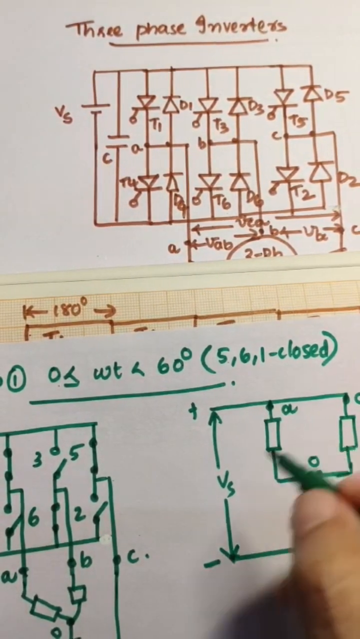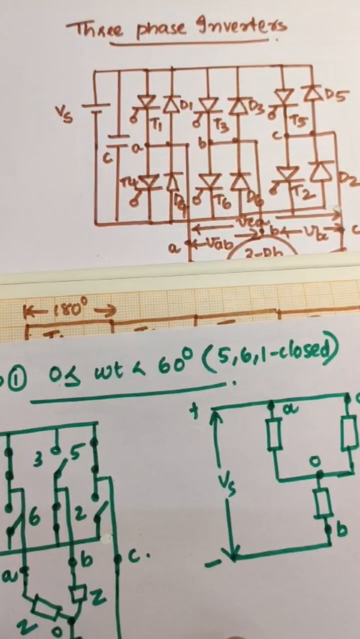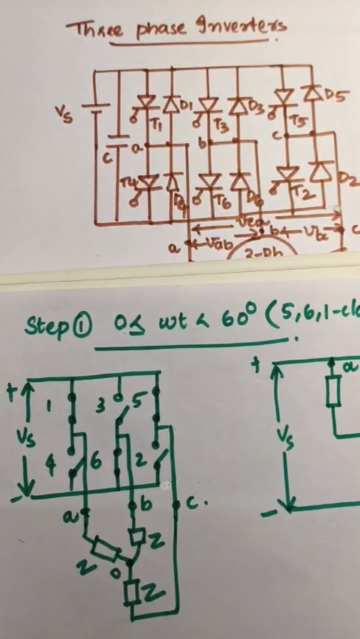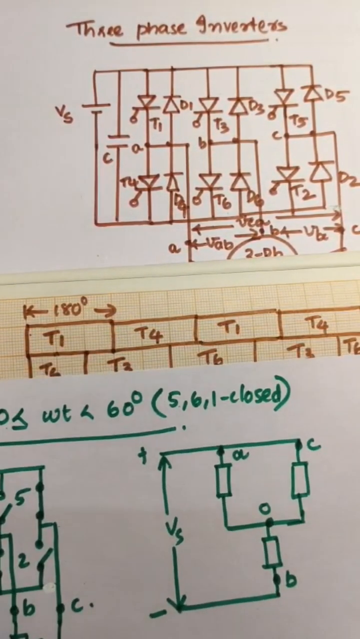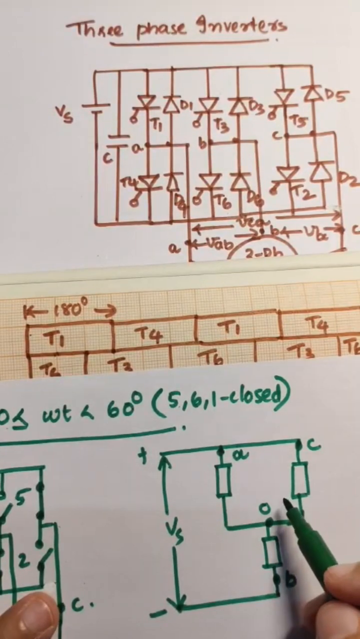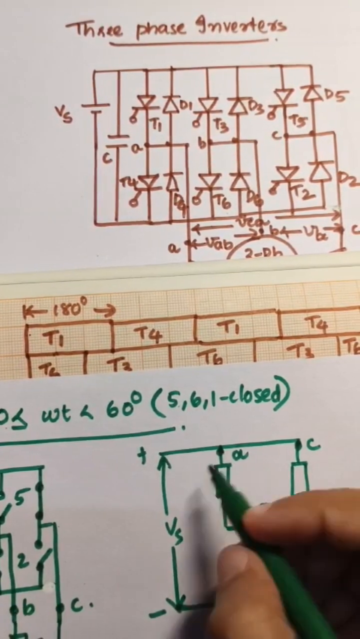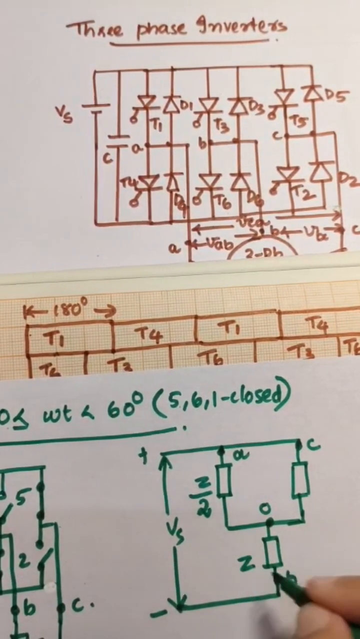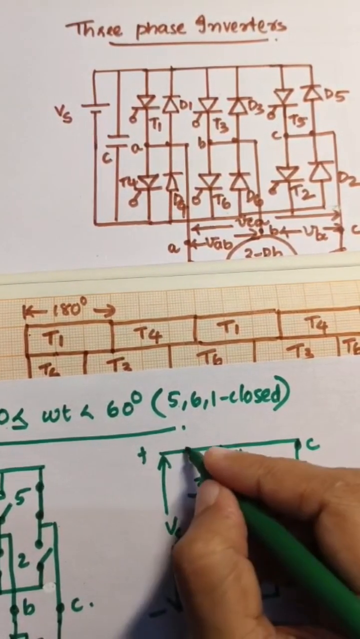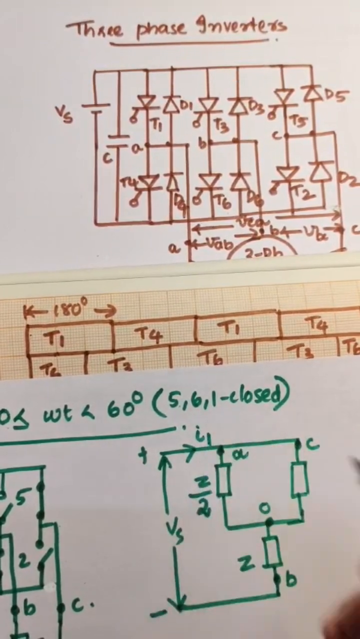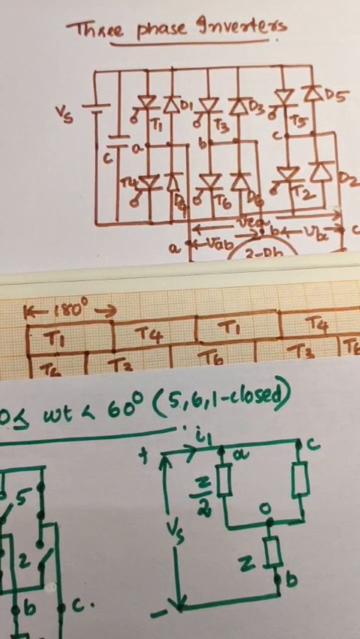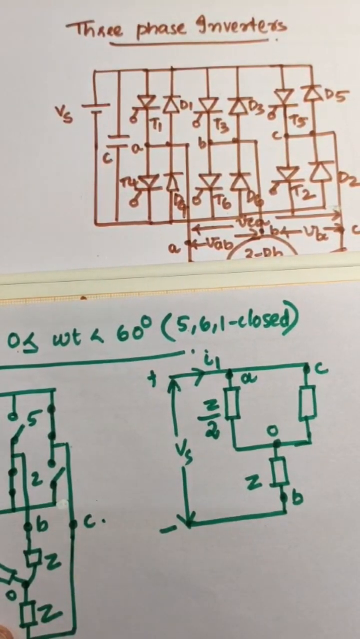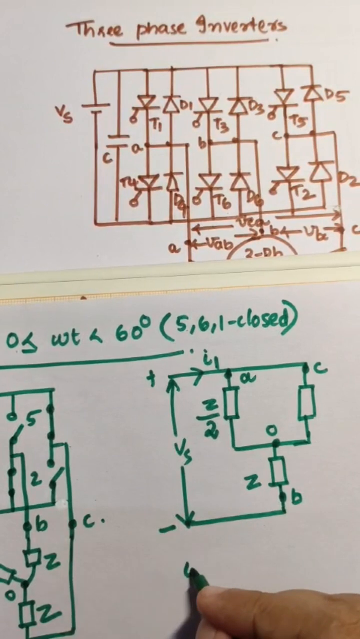Here Z is the impedance at each phase. So here the impedances are connected in parallel, so equivalent value will be Z by 2. Here the value is Z. So what is the current flowing here in the circuit? If the load is connected in this manner, what will be the total current flowing? That we need to find.